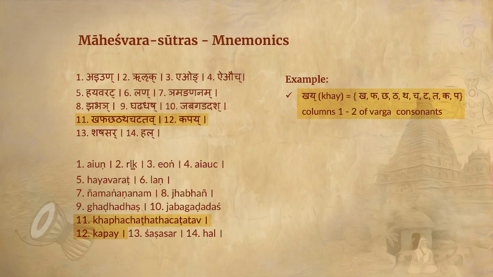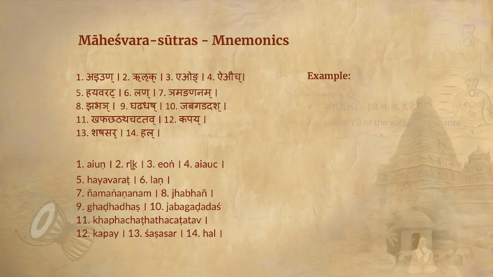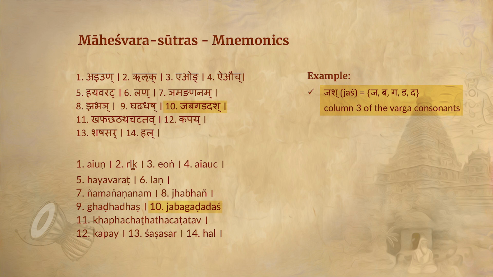This kind of data structures and representations is used throughout his entire Paninian framework. Then you have what is called jash. Jash, if you say that, means it starts from here. Ja is here. Ish is here.